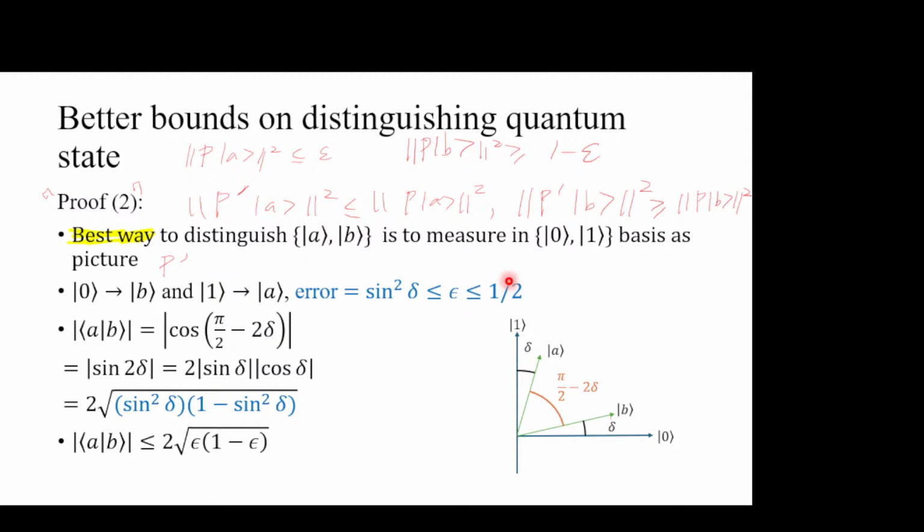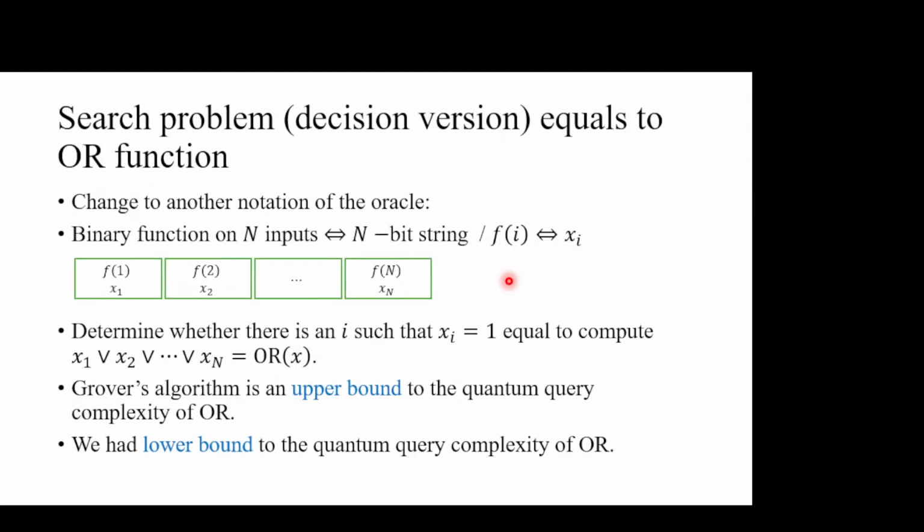Okay, and that sums up our lower bound for the quantum search problem. Let's try to make that sentence I say a little better. I will keep saying we are doing the quantum search problem, and an easier way to say this is that we are calculating the OR function. This is really just a changeable notation.